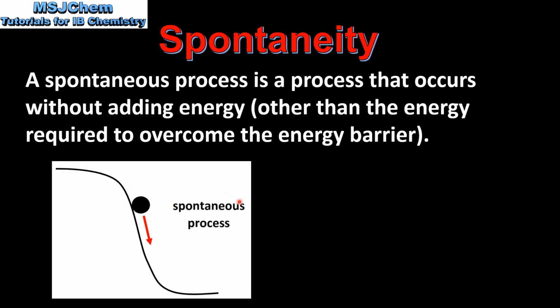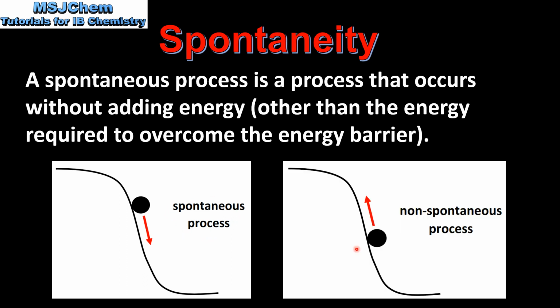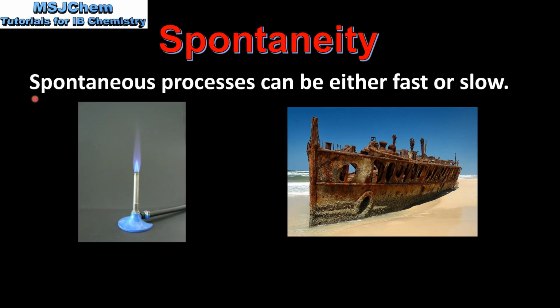That is a spontaneous process. We also know that a ball will not roll uphill unless we put in work to make it happen. Therefore, a ball rolling uphill is a non-spontaneous process. Spontaneous processes can be either fast or slow.